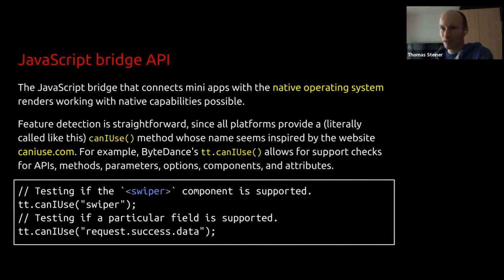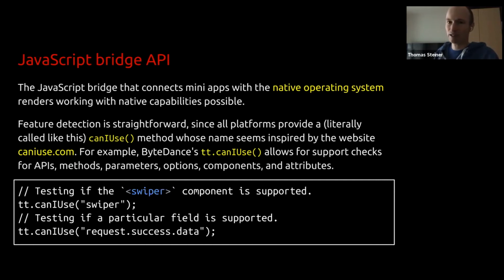The JavaScript Bridging API is what enables the mini app to hook into the native operating system. And this is, of course, what makes all the powerful features that I talked about, like Bluetooth and web USB and whatever, possible with these native capabilities. But of course, not all devices have all the features. But luckily, all the platforms have a pretty straightforwardly named function called canIUse, where I can just ask via a function call, can I use whatever I want to use? So for example, for ByteDance, it's called tt.canIUse.